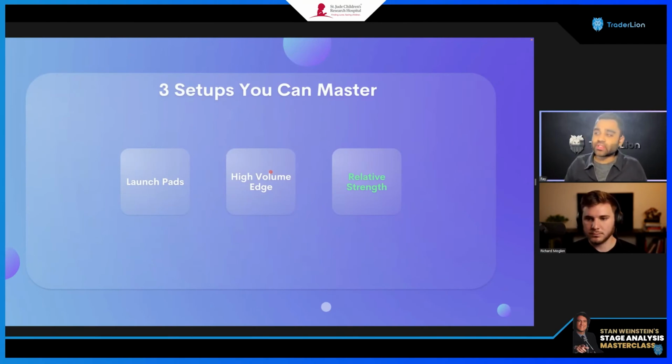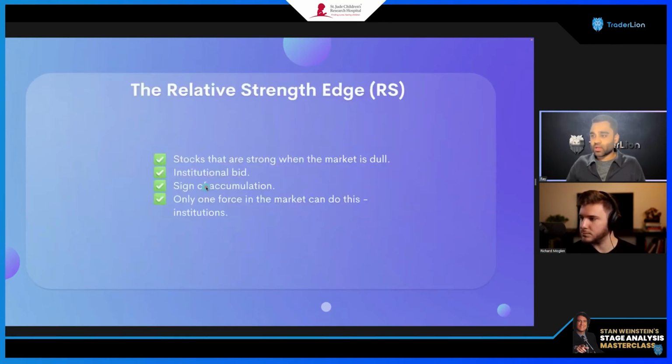So the third one is the relative strength. This one, everybody talks about it. It's fairly easy to spot, but I want to show you guys something. How do we visualize it and how do we see it on the charts themselves?